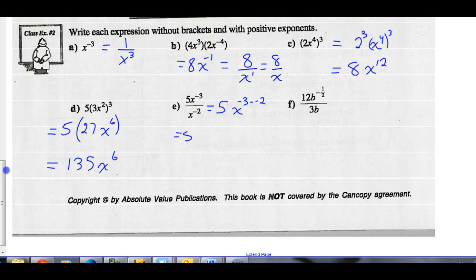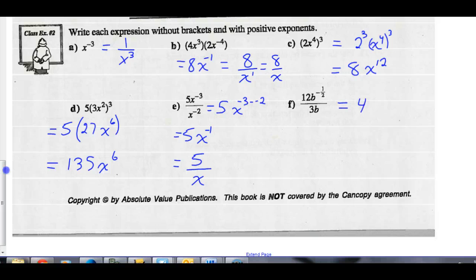So we're really doing integer work. Keep our base, so -3 subtract -2 is -1. Well, that's the exact same as the question right above us in part B. So 5 does not have a negative exponent, but x does have a negative exponent, so x becomes a positive exponent in the denominator. And looking at f, we can go 12 divided by 3 is 4.